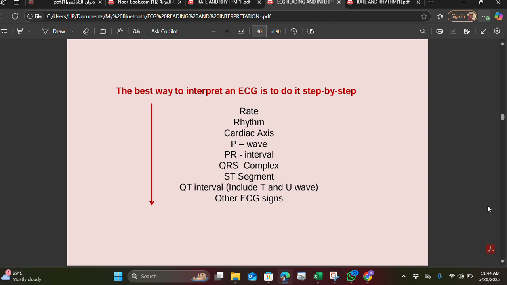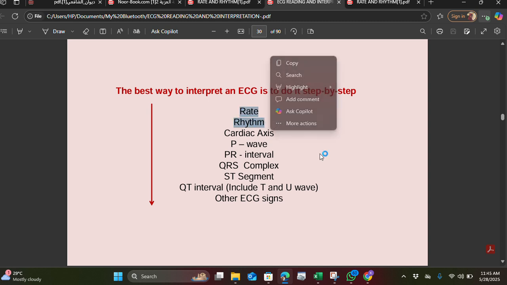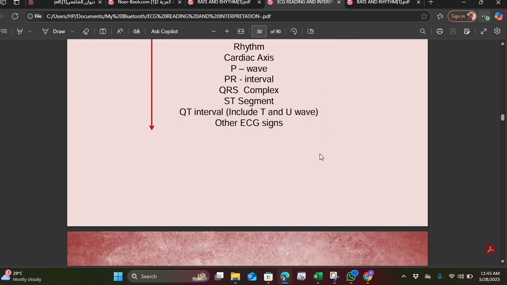Now I mentioned in class that the best way to interpret an ECG is to do it step by step. There are how many things? Rate, rhythm, cardiac axis, P wave, PR interval, QRS, ST, QT, T wave, U wave, and then other signs. These are the parameters you need to interpret an ECG very, very well as the cardiac physiologist you aspire to be. Last week we discussed rate and rhythm, and that's what we're going to be recapping now. Just rate and rhythm. Let's move right in.